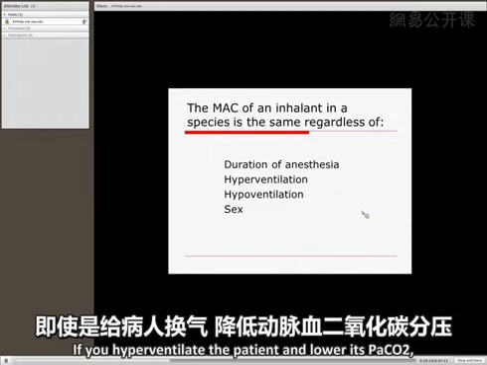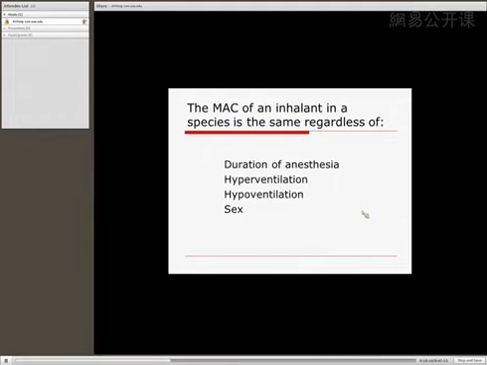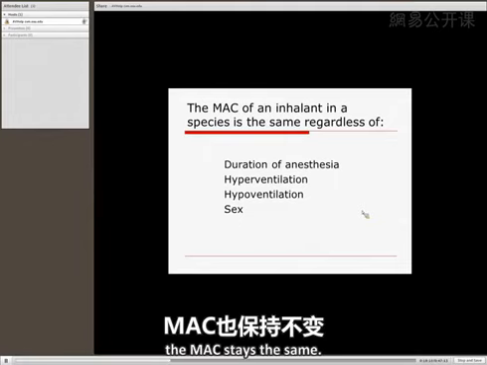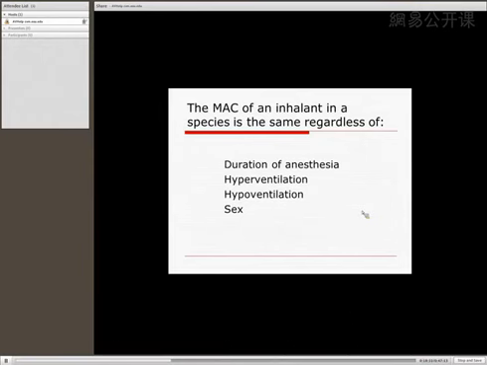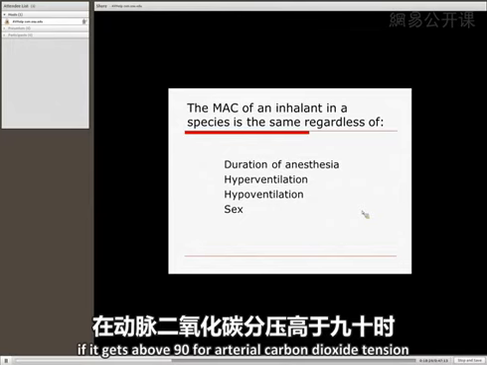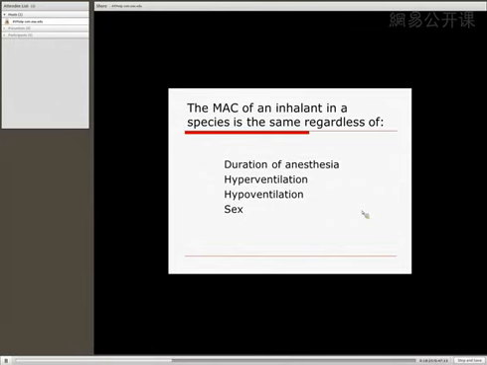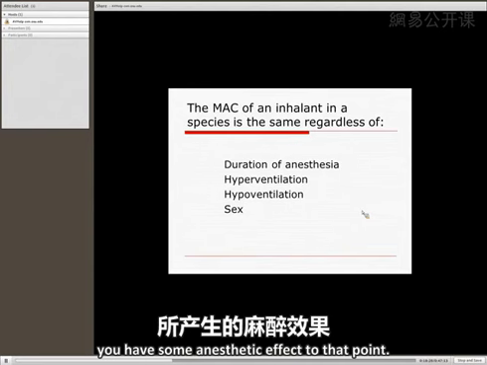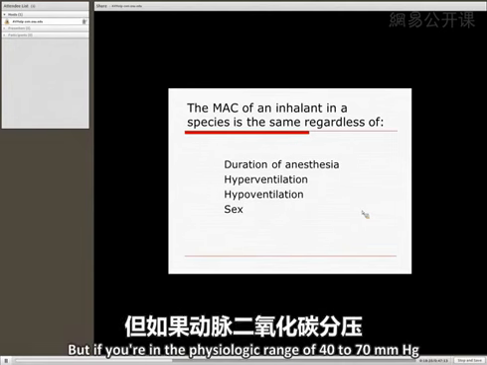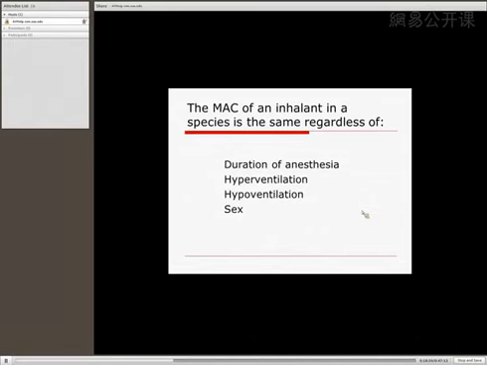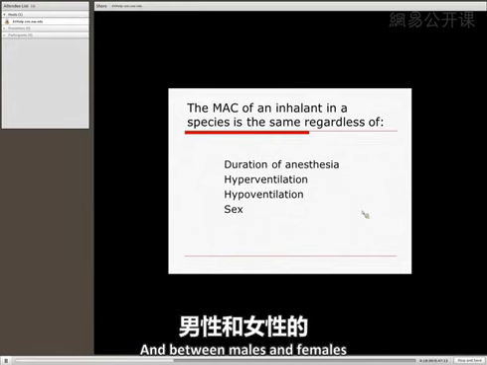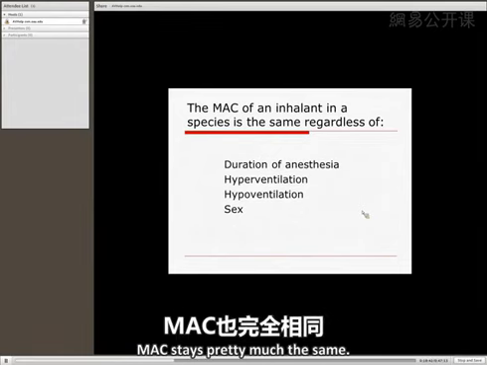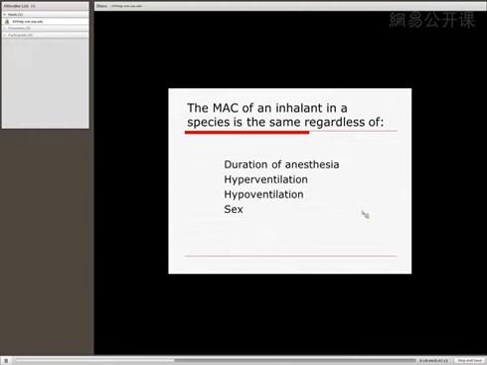If you hyperventilate the patient and lower its PaCO2, the MAC stays the same. Hypoventilation, if you allow the CO2 to rise, if it gets above 90 for arterial carbon dioxide tension, you have some anesthetic effect at that point. But if you're in the physiologic range of 40 to 70 millimeters of mercury for arterial carbon dioxide tension, it doesn't really affect MAC. And between males and females, MAC stays pretty much the same.